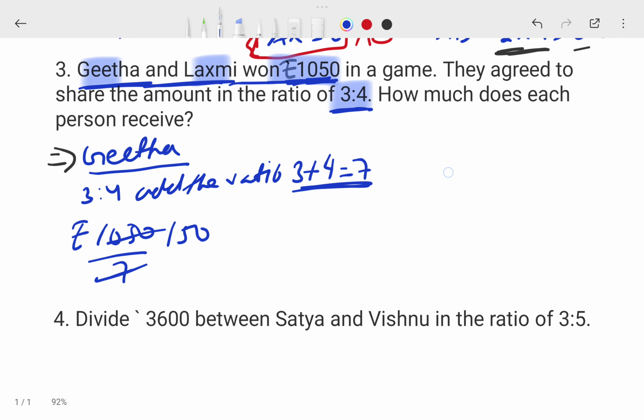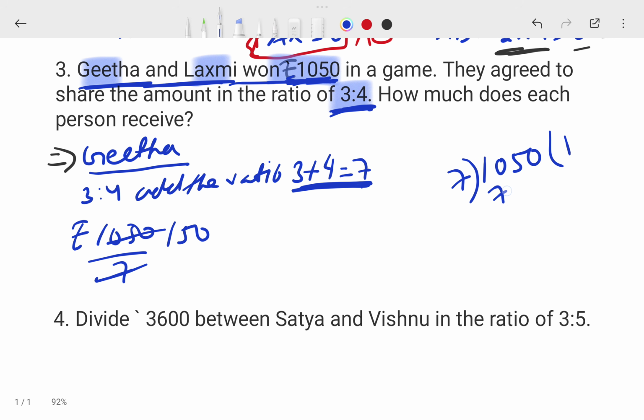Okay, this is given, 1050. How do you get 7? Simple, this ratio is there. Just add the ratio, since we don't know how much money Geeta has. So we directly add the ratio to get 7. After adding the ratio, we divide the money by that. So here we are going to do it.